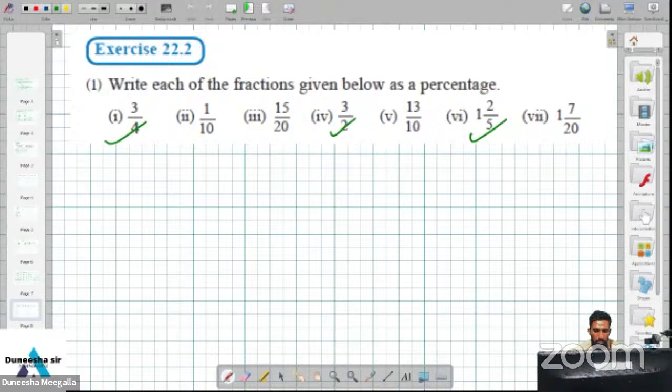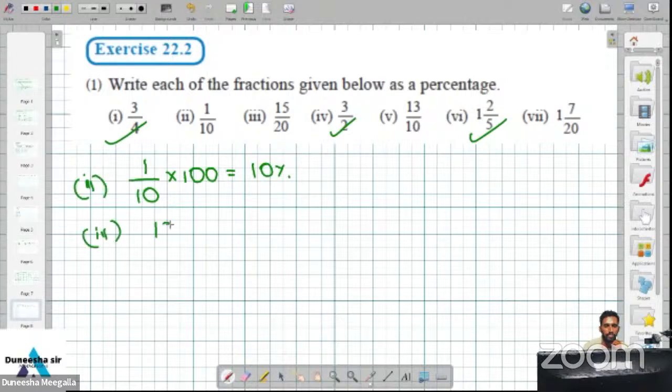Okay, I think you can do it. What is that? 1 over 10 multiplied by 100. What is the percentage? 10%. Second one. Then third one, 15 over 20 multiplied by 100. How many 20s per 100? 5. 5 multiplied by 15 is 75.